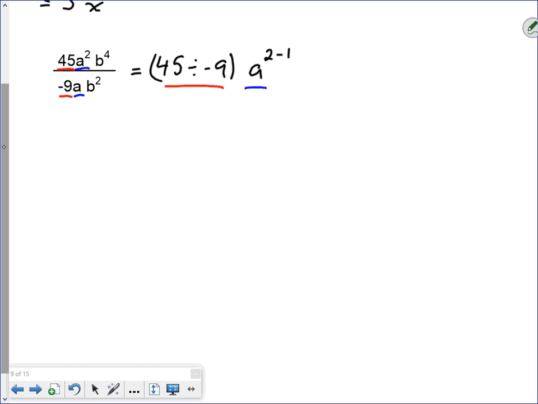And then we also have B terms. We want to combine those B terms together over here. We're going to have a base of B and subtract the exponents. So negative 5, A to the, well, 2 minus 1 is 1, so we'll just leave it as A. B to the 4 minus 2 is just going to be 2. Let's change that to a 2. b to the 2.